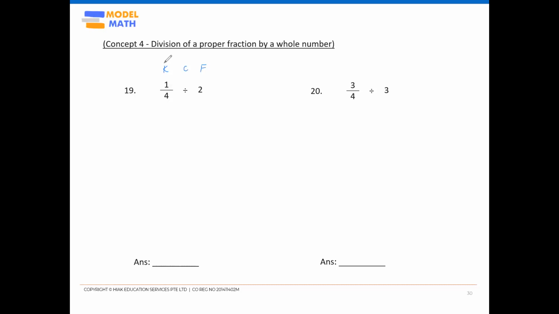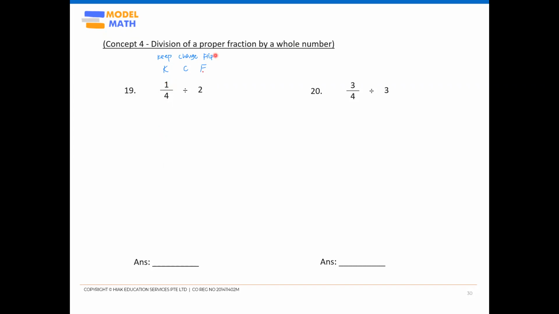K meaning keep, C meaning change, F meaning flip. Keep, change, flip. So we shall see what keep, change, flip means in this case. Keep in this case means to keep the first fraction down. So first fraction, no change.